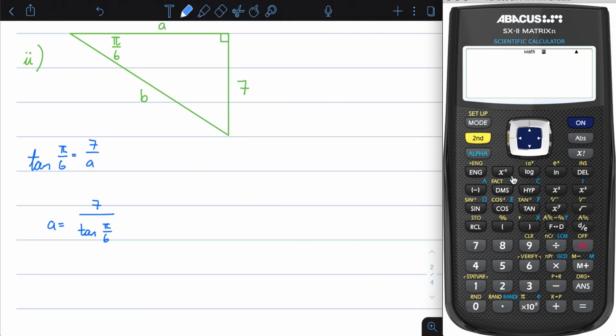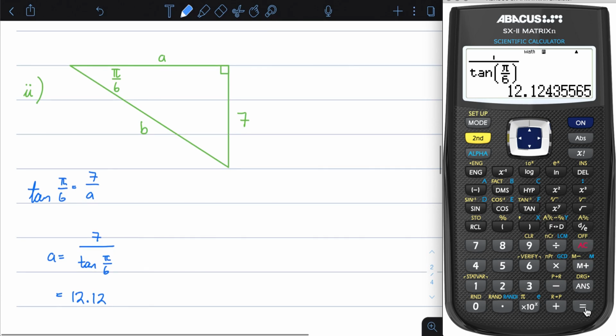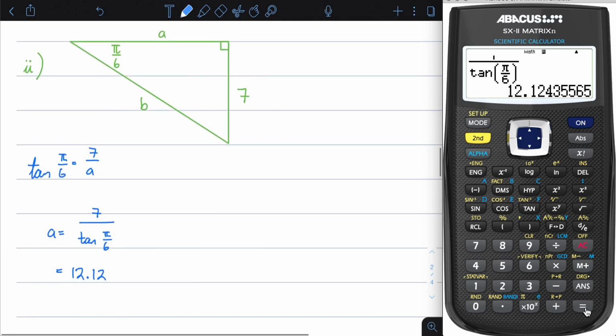This will give us 7 on tan, another fraction, pi on 6, close bracket. And this gives us that the length of a is about 12.12, and that's going to be in, I guess, centimeters. That's 2 decimal places.